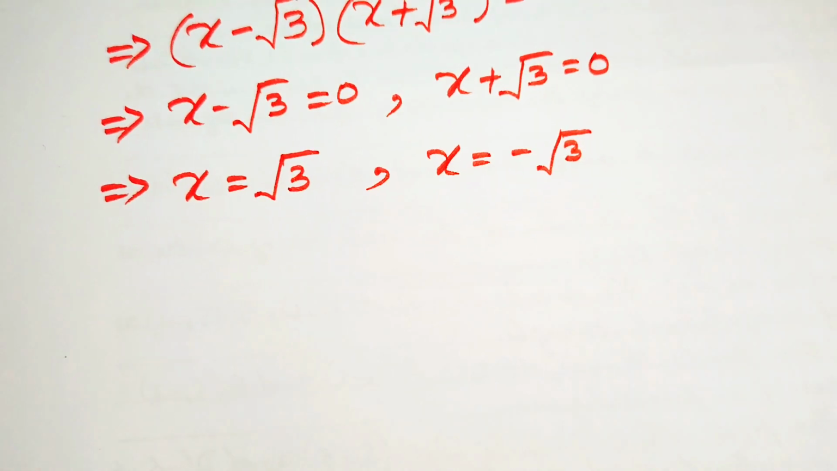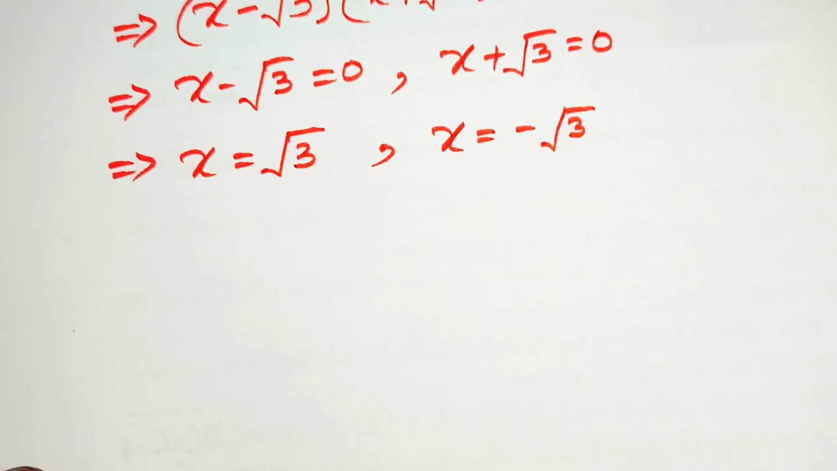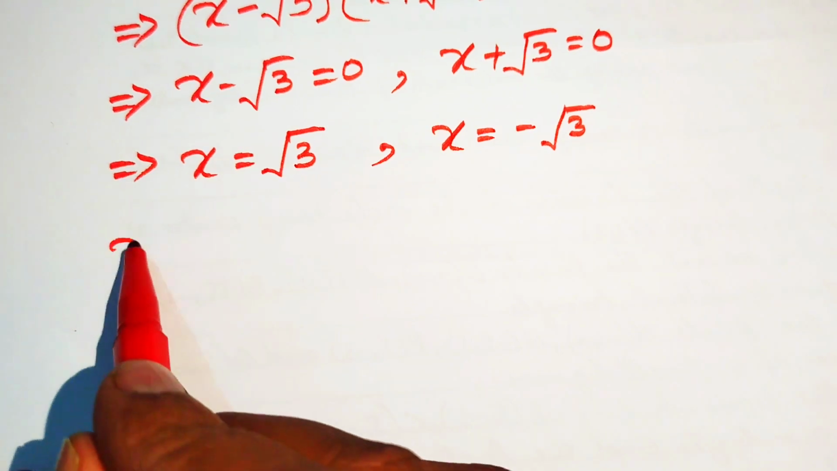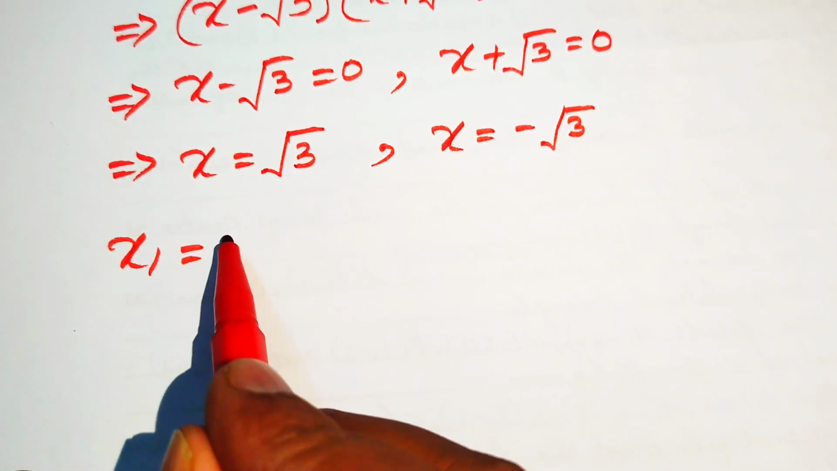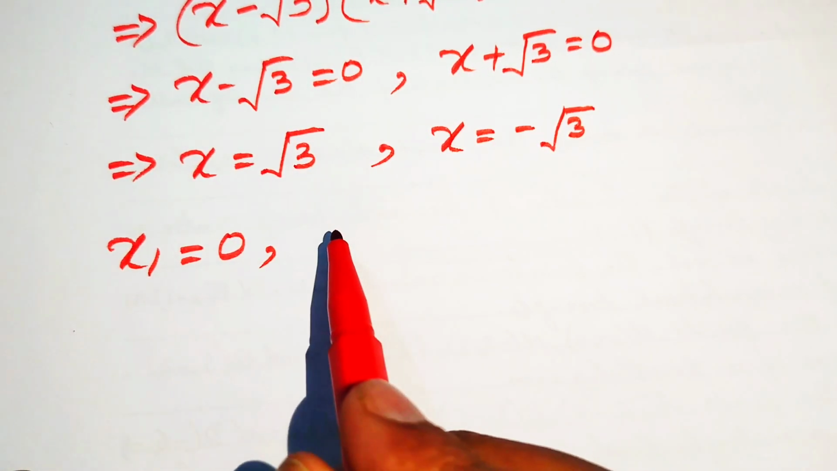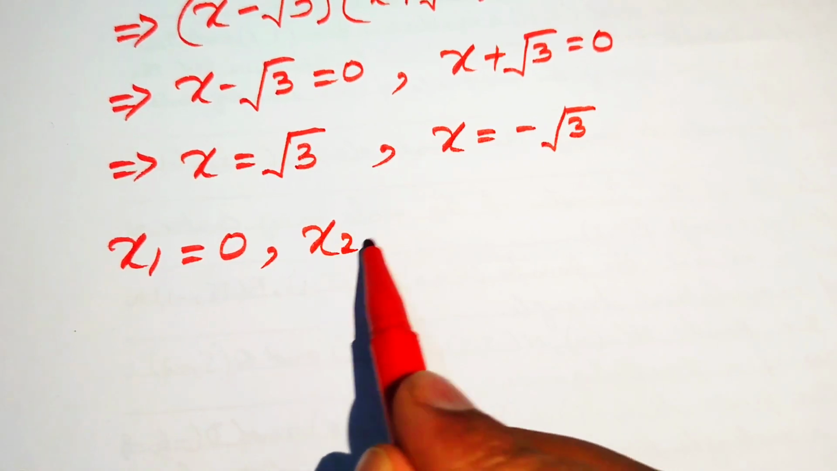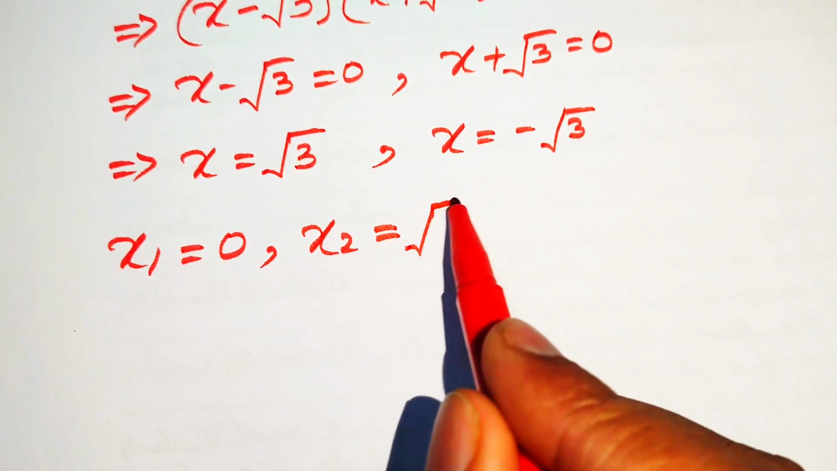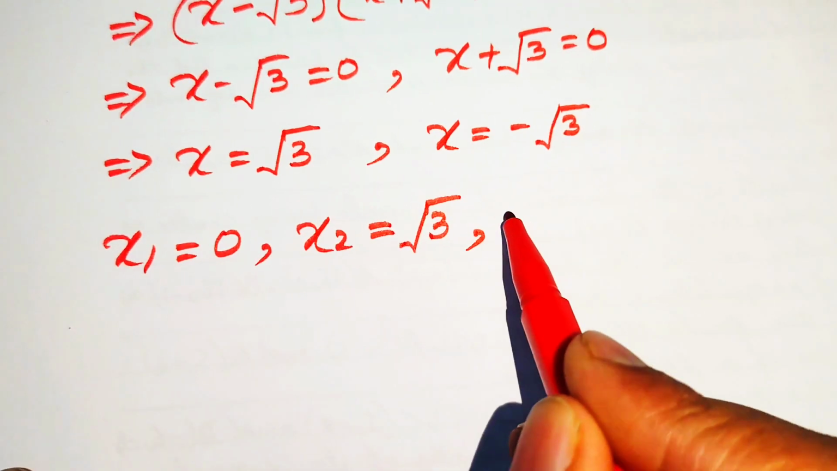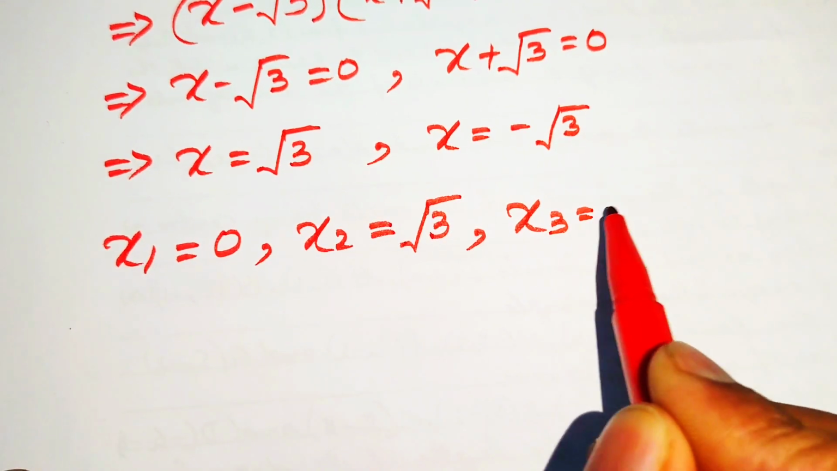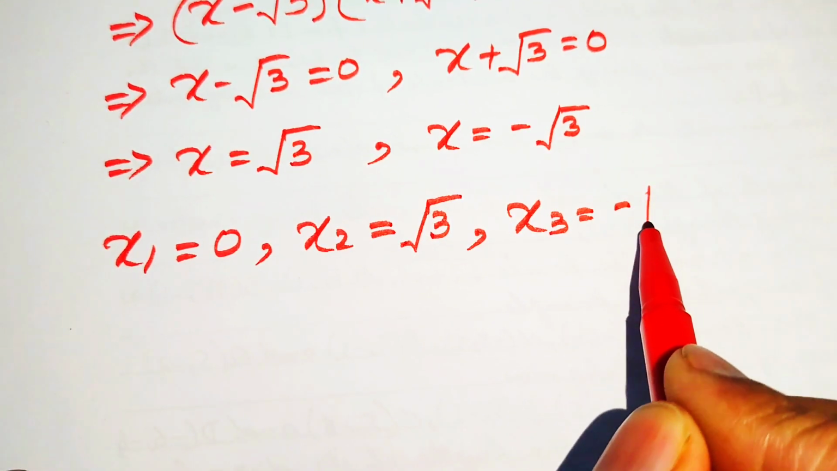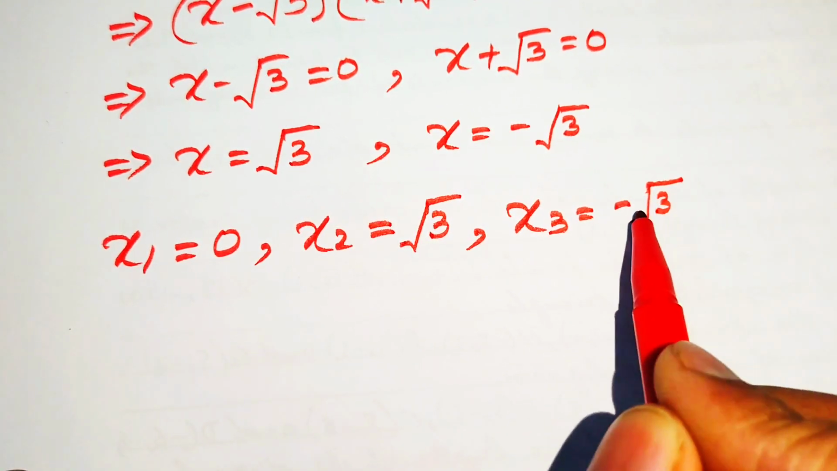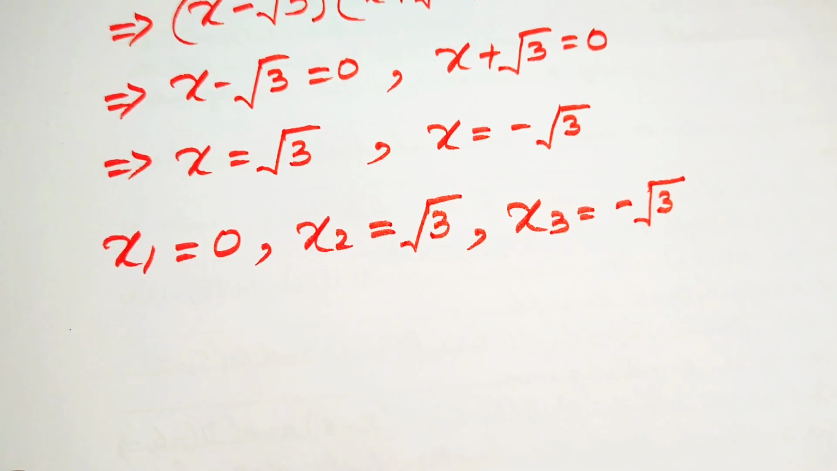So in this problem, the 3 roots of the given equation are: the first root is x1 equals 0, the second root is x2 equals plus square root of 3, and the third root is x3 equals minus square root of 3.